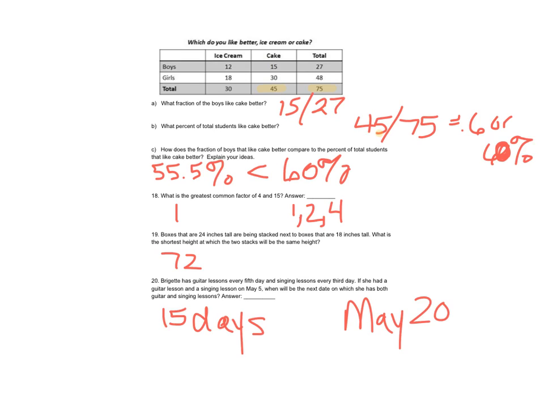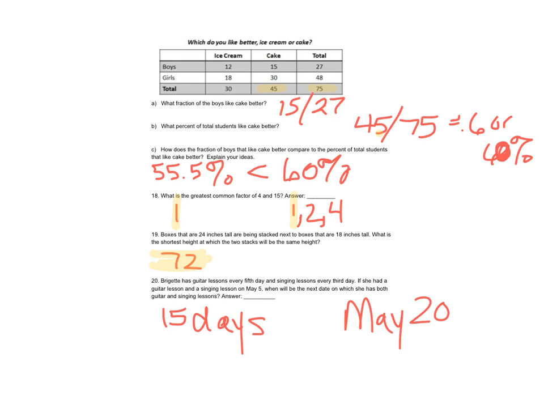Okay. Number 18, what is the greatest common factor of 4 and 15? The answer is 1, but if we list the factors of 4, that's 1, 2, and 4. Well, the only thing that's common between 1 and 15, or 4 and 15, is 1. And a very similar problem here, finding kind of almost like a common denominator or a common multiple of 24 and 18, and that the common multiple is 72. So that's how high the boxes are going to be stacked, 72 inches.